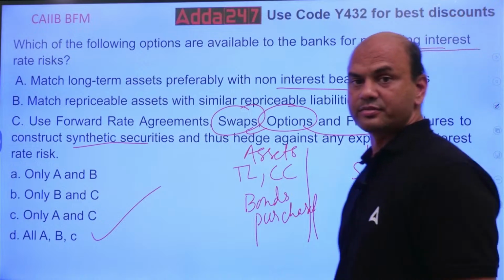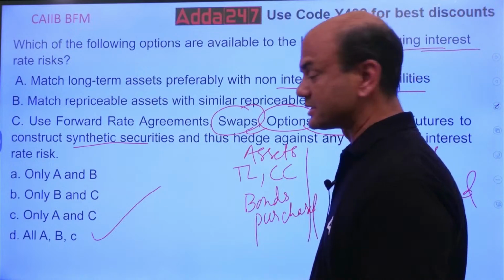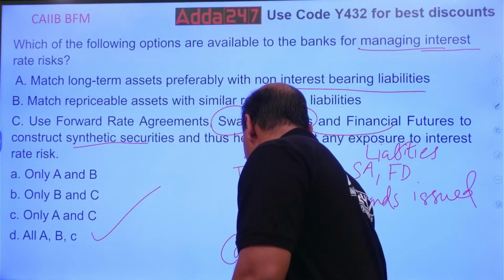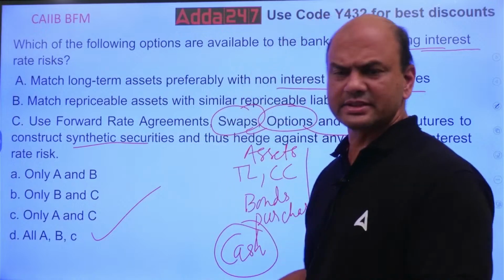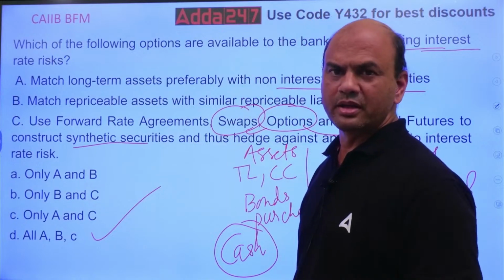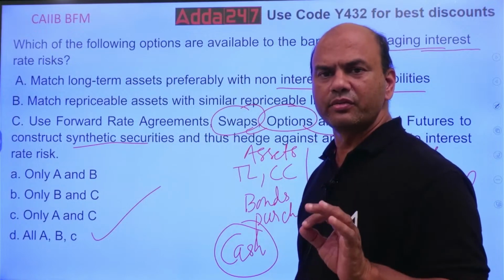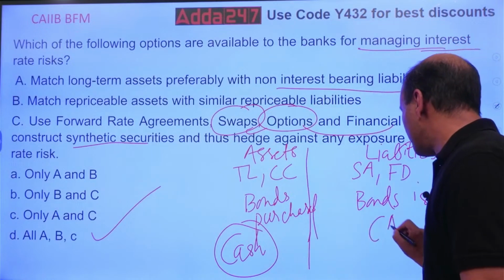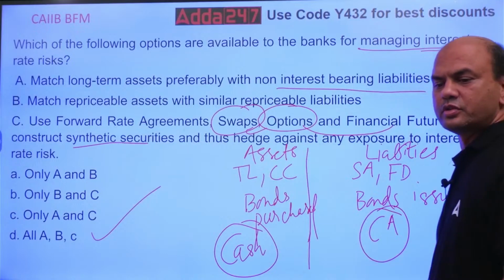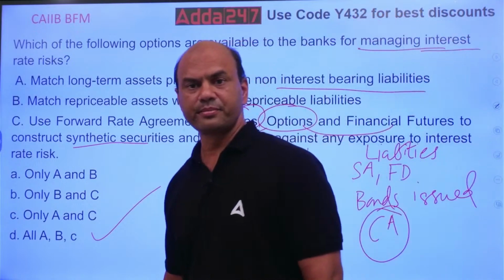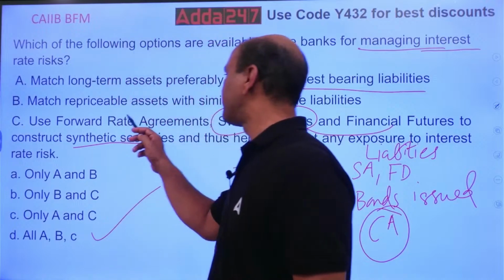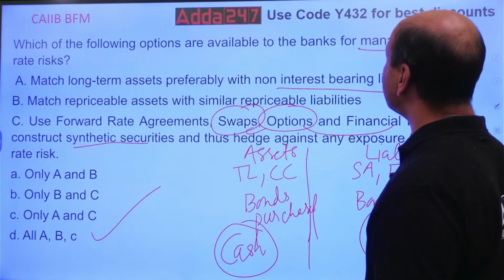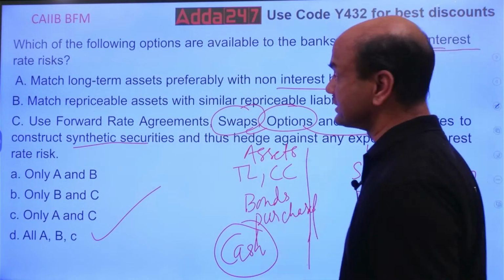So which of them are not repriceable assets and repriceable liabilities? Cash. Cash is not a repriceable asset because cash doesn't change. If I am having 100 rupees in my pocket, even after 10 years I will be having 100 only. Will it grow? No. What is a non-repriceable liability? Current account. No interest. So match repriceable assets with repriceable liabilities. Match the long-term assets, preferably with non-interest bearing liabilities. That is also the right strategy.